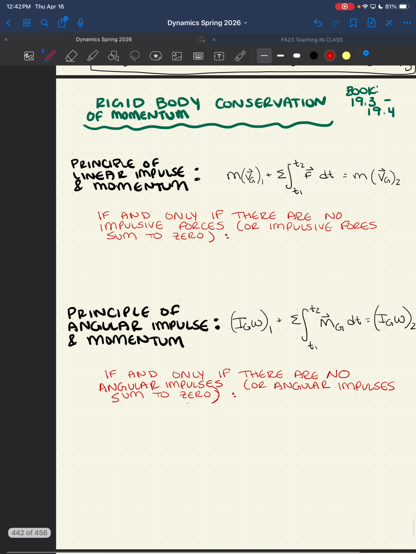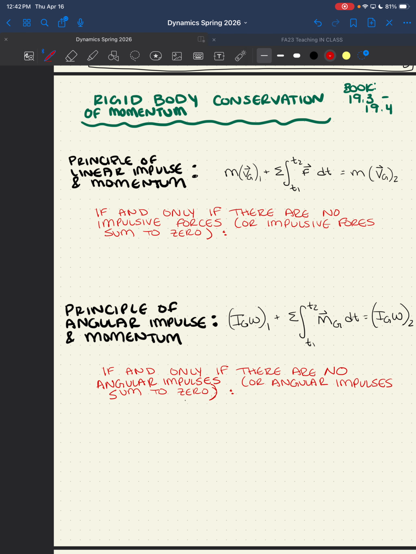Okay, so last class was all about the principle of linear momentum for a rigid body and the principle of angular momentum for a rigid body, which means that today we need to talk about those two special cases where we get conservation of momentum, both linear and angular. Okay, so this should not come as a shock to you that when I add the term conservation of, it simply means that the center term cancels out.